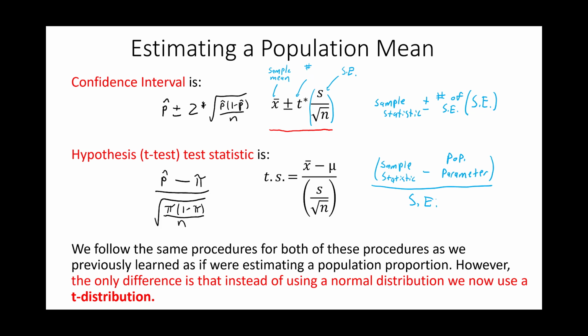The one big difference is going to have to do with the distribution that we're using. For some reason, when we estimate a mean, instead of using the normal distribution, probability, and percentages, we're actually going to be using something called a t-distribution. And to be honest, that's kind of weird when you first think about it, right?